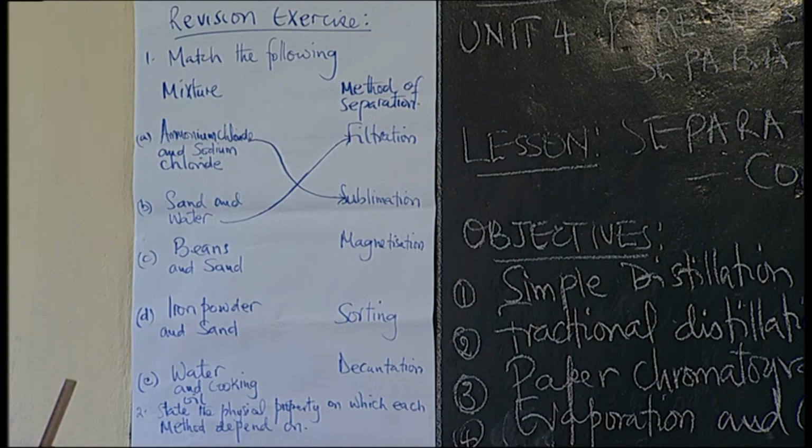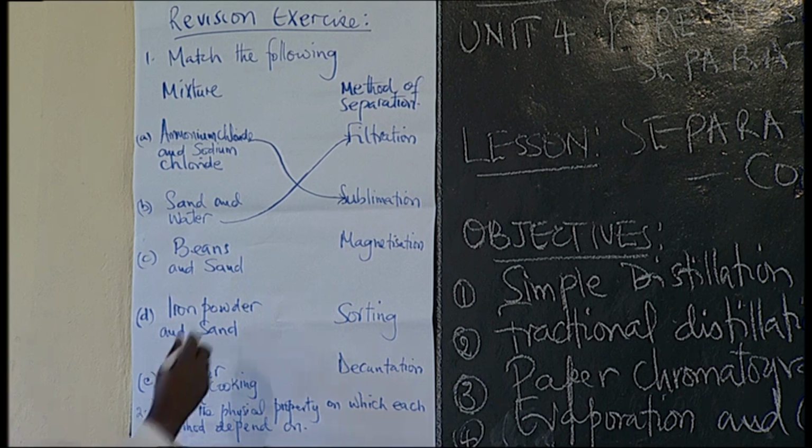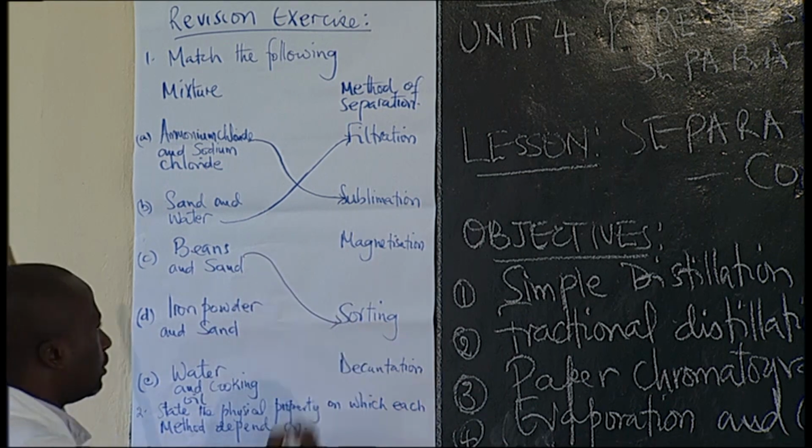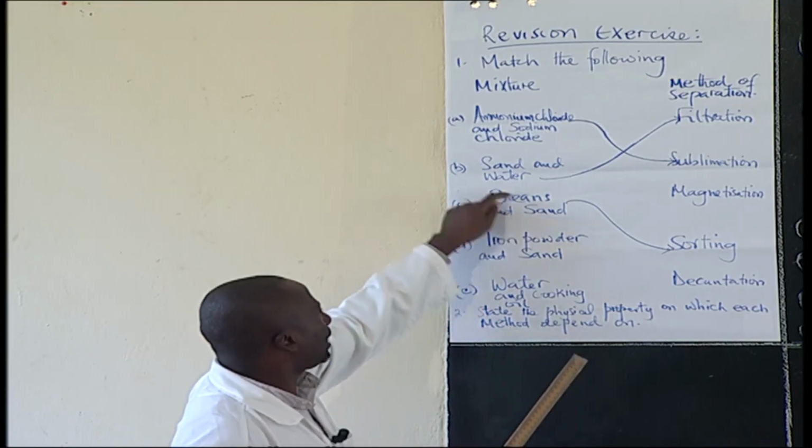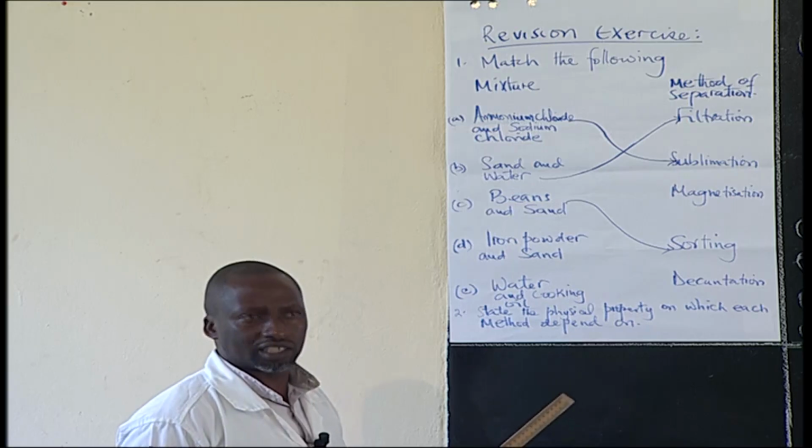Let's go to C, which is beans and sand. Beans just poured into the sand by accident. What do we do? This is very simple. Just do the picking or the sorting. Just pick one by one, and then you separate. Which physical property do we use here? The sand and the beans do not have the same sizes, so that is why we are using sorting.